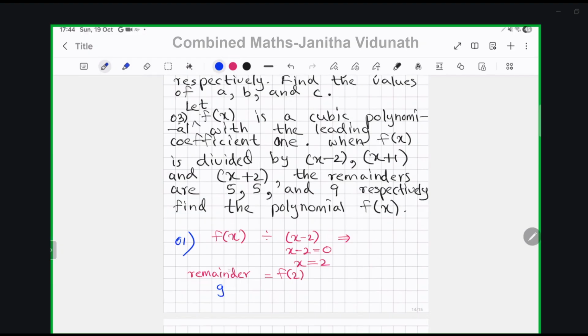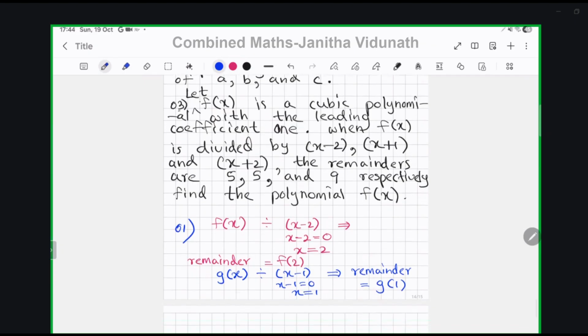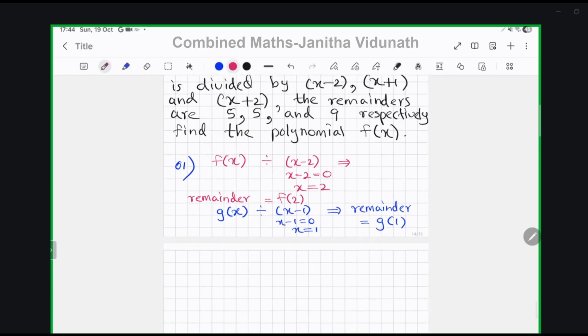On the other side, when gx is divided by x minus 1, we set x minus 1 to 0, that means x equal to 1. That means the remainder should be equal to g1. They have mentioned that the remainders are equal. That means f2 is equal to g1.